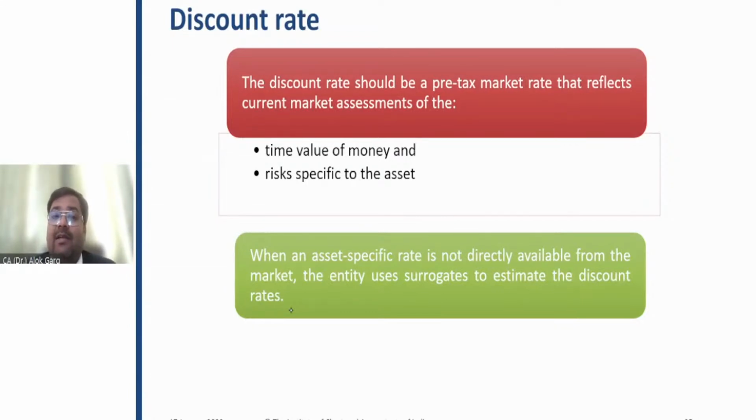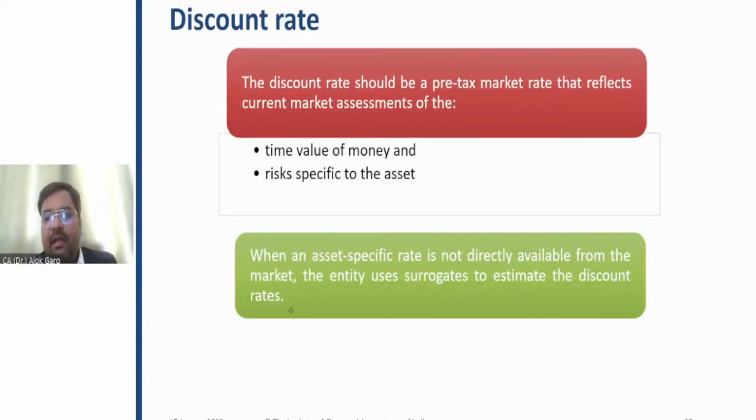So friends, the standard says that the discount rate should be a pre-tax market rate, pre-tax rate. First of all, you need to understand what is pre-tax. For example, the discount rate is 10%. Friends, for example, the rate of interest is 10%. The borrowing rate is 10%. So let's say if you are incurring a cost of 10% on account of borrowing, you have to incur a finance cost also. If you have taken a borrowing, you have to incur a finance cost also.